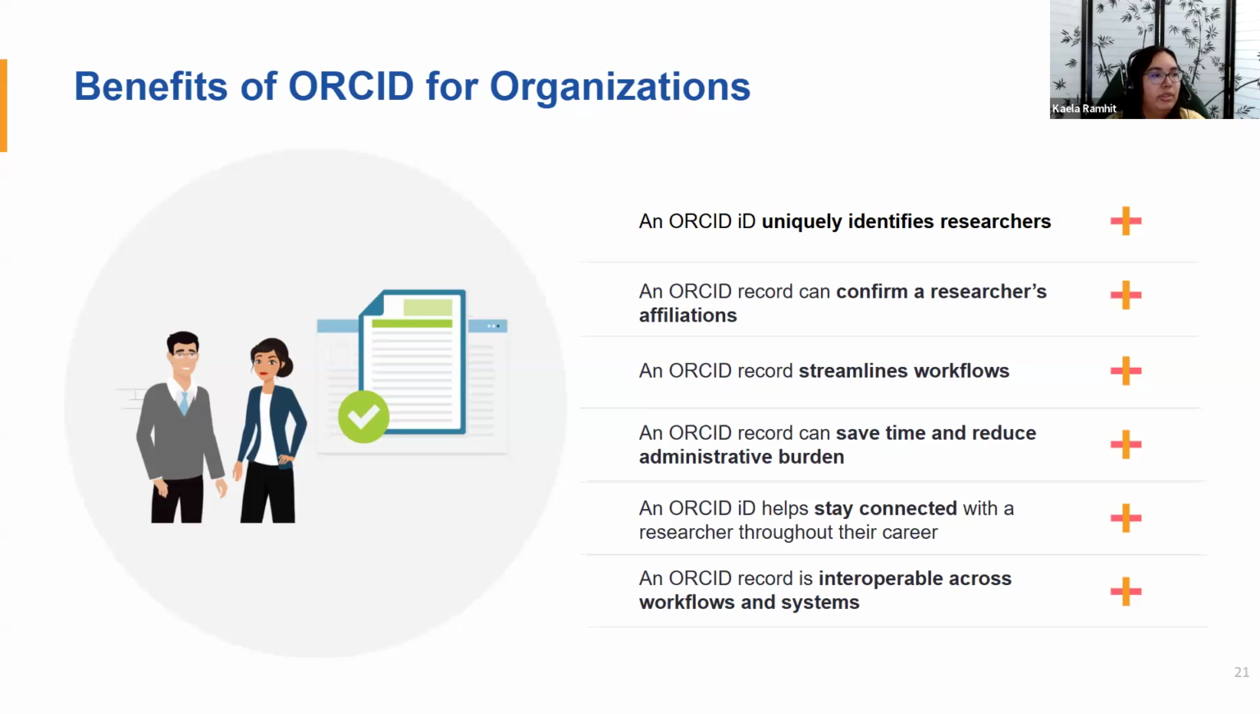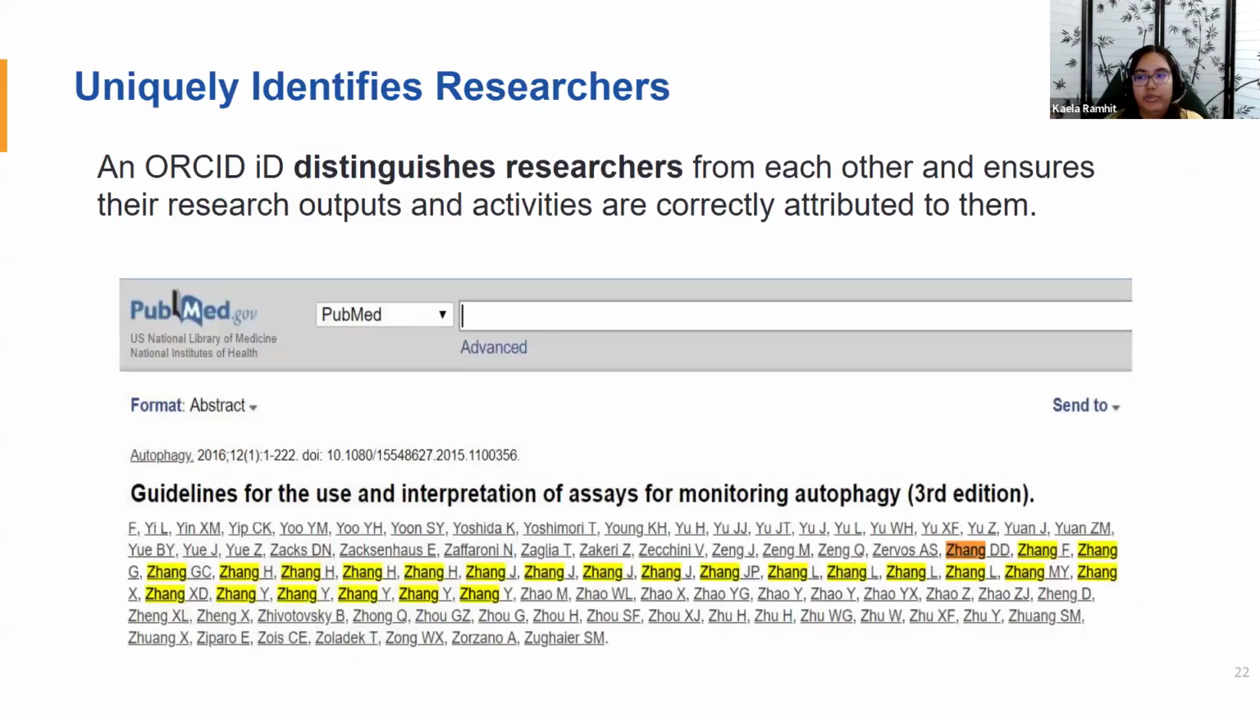So let's start with how it distinguishes researchers from each other. In this example of a PubMed abstract, you'll notice that there are a lot of authors with similar names. It's hard to tell who is who without any additional information to distinguish them from one another. So an ORCID ID ensures that researchers' outputs and activities are correctly attributed to them. An ORCID ID stays the same and can tie a researcher to their affiliations and activities throughout their career, even if their name changes or they share a name with someone else.